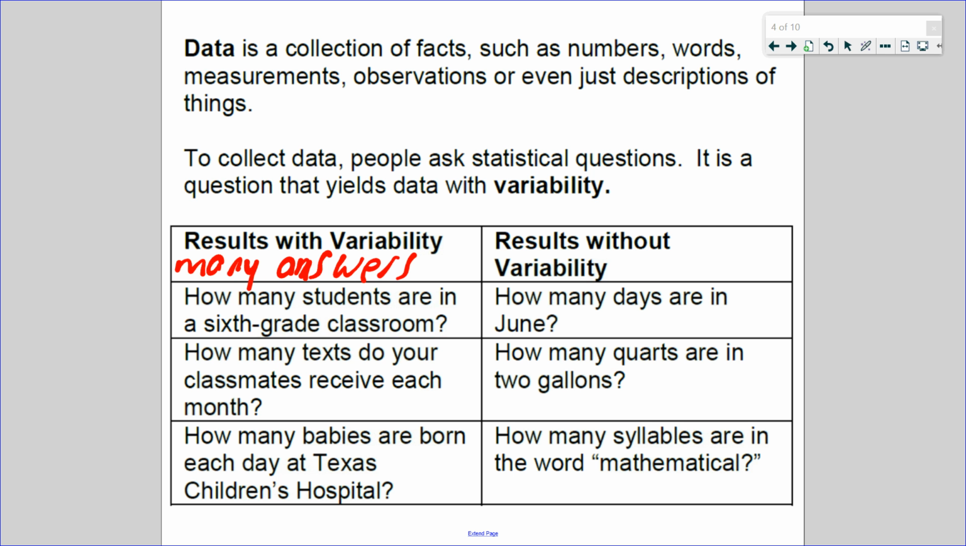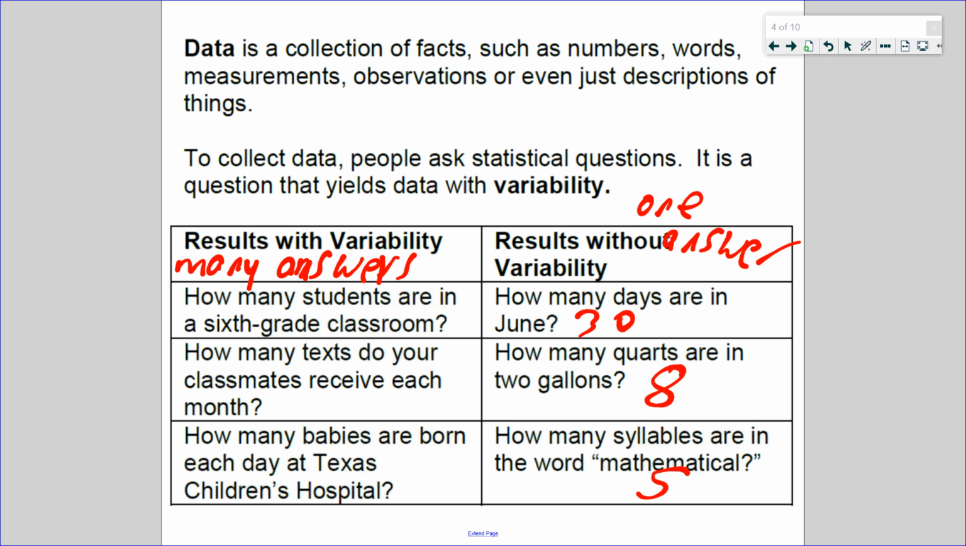Results without variability. How many days are in June? 30 days. How many quarts are there in two gallons? 8. How many syllables are in the word mathematical? 5. Oh, it seems like this one only has one answer.